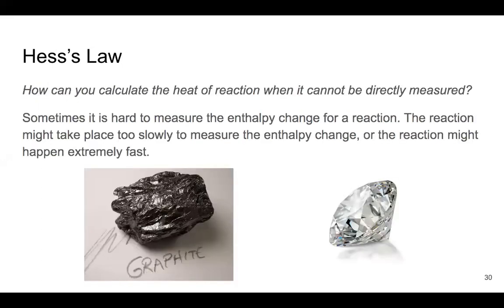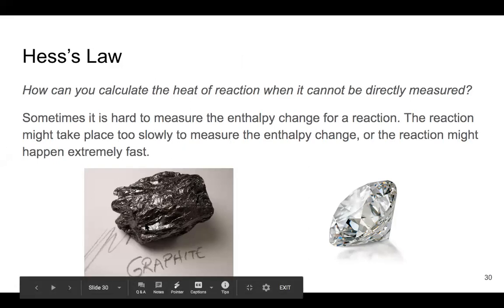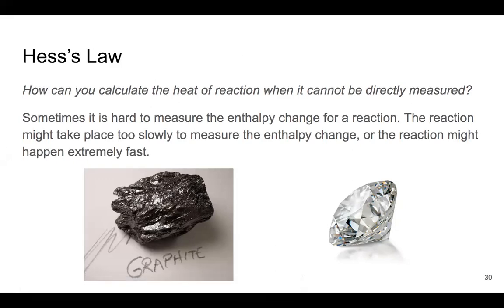So we've got number 57. This is graphite on the left. This is what's in your pencil lead. And on the right, hopefully you guys recognize that as a diamond. Sometimes it's really hard to measure enthalpy change. Remember, that's the change in heat. Sometimes the reaction might happen really, really fast. Sometimes it might happen really, really slow.